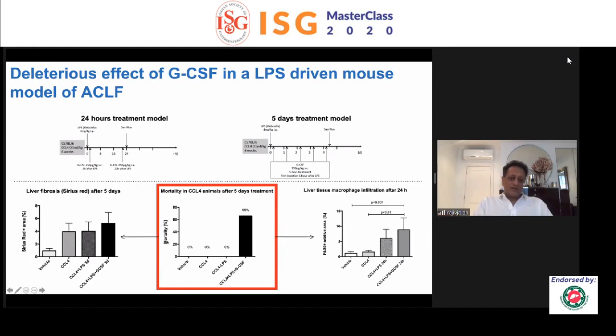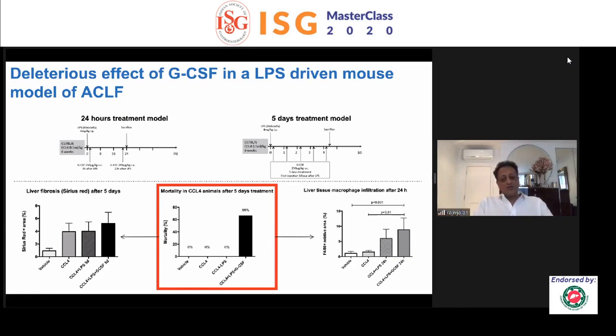who got carbon tetrachloride-related cirrhosis. Here is a vehicle. That's your animal with CCl4. We hit these animals with LPS. Over 48 hours, over 5 days, their mortality is 0%. If I treat them with GCSF, the mortality is very high, at 66%, exactly the opposite of what you observed in the Indian study. And this is very interesting. So we are increasing the mortality of these animals with ACLF when you gave them GCSF.